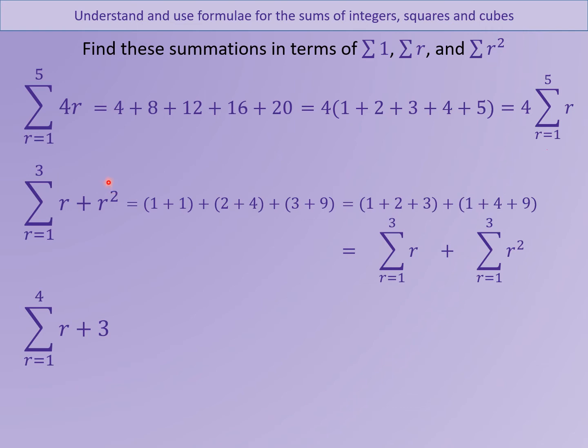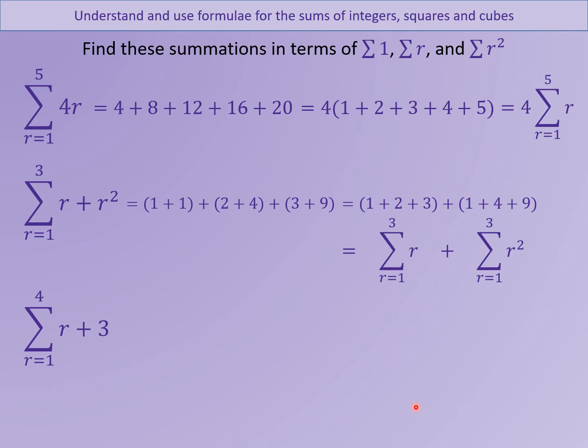So if you've got something like this where you've got two parts to the rule, you can split it into 2 separate sums and use each of those formulas separately. This one would use the half n plus 1 rule. This one would use the sixth n plus 1, 2n plus 1 rule.